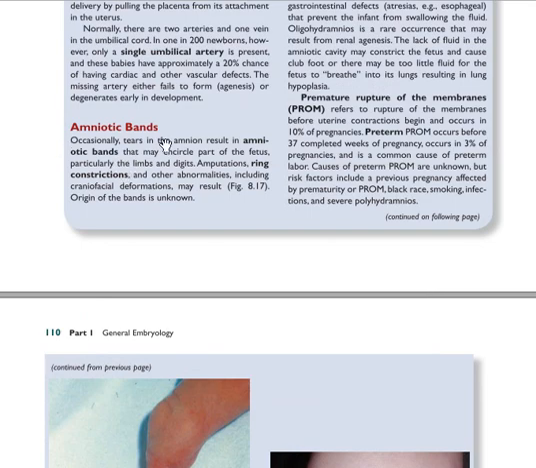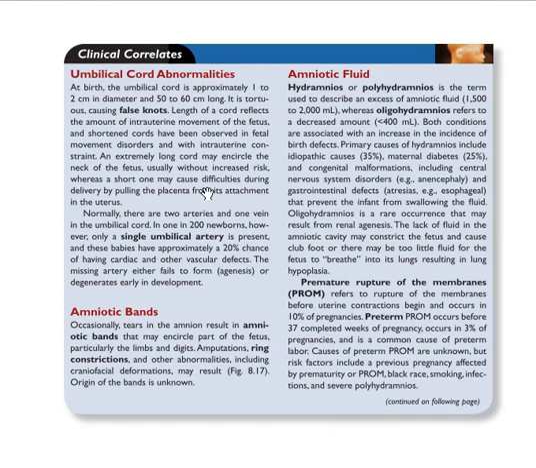Now on amniotic bands, occasionally there are tears in the amnion, and those tears in the amnion result in amniotic bands. Now when the limbs or different structures of the fetus get entrapped in those tears, they can result in amputation or ring constrictions. Is it clear? You may have a ring constriction if a limb gets entrapped in those tears, or you can even have amputation of a digit if the limb gets entrapped in those tears.